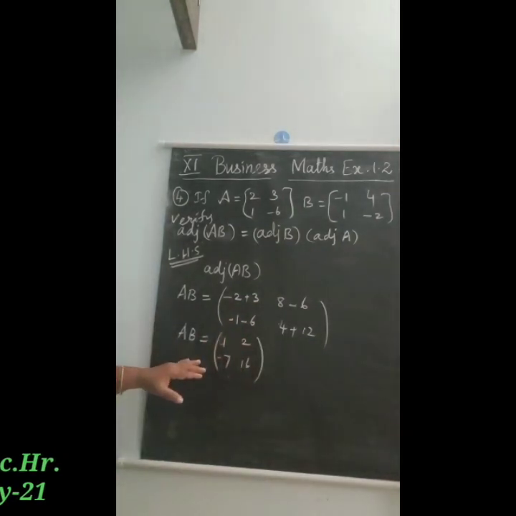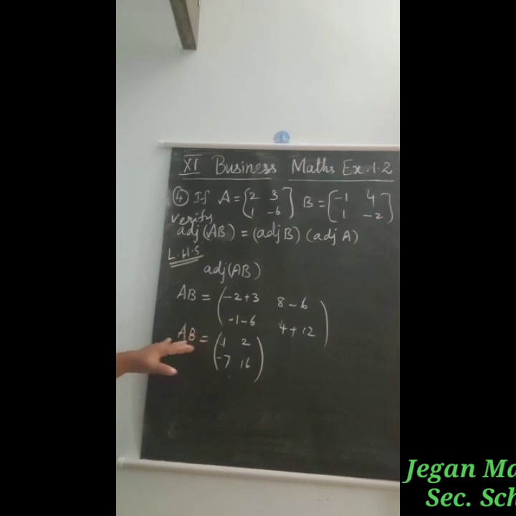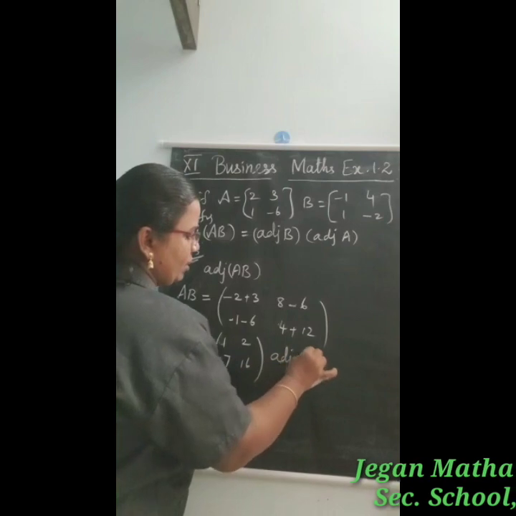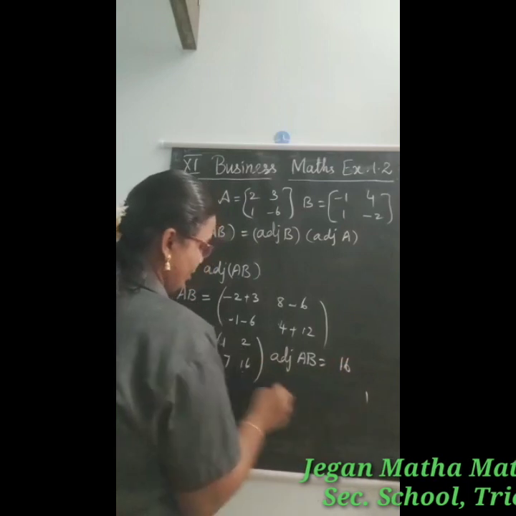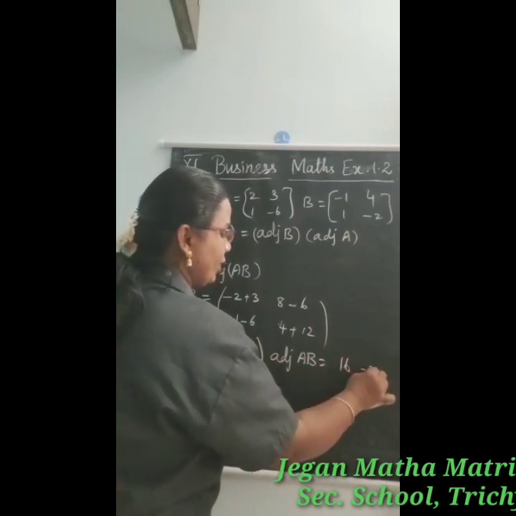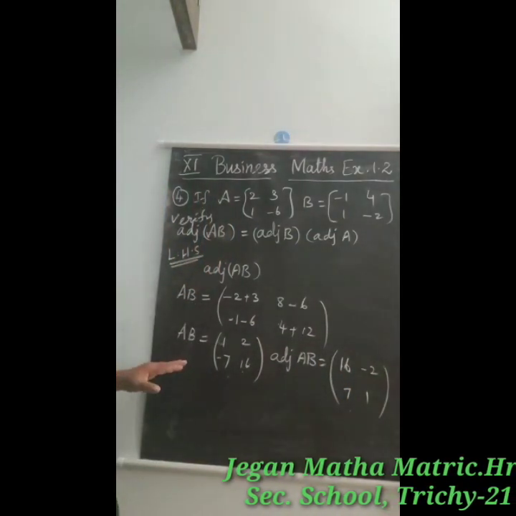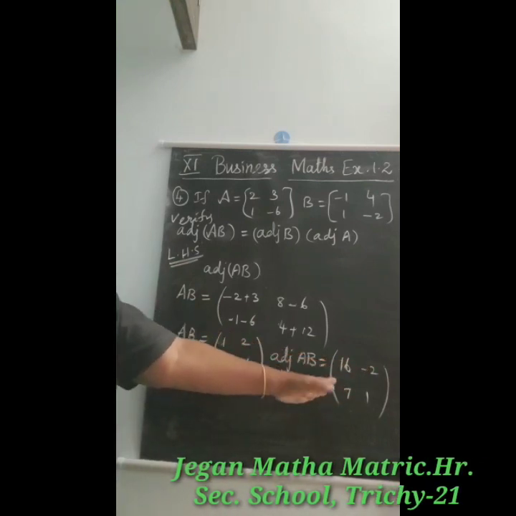So this is AB. AB is equal to [1, 2; -7, 16]. Now we have to find out adjoint AB. How to find out adjoint AB in a 2 by 2 matrix? Only interchange the leading diagonal, that is 16, here 1, and change the sign of the other diagonal, so minus 2, plus 7. This is adjoint AB, so this is LHS. LHS is equal to [16, -2; 7, 1].